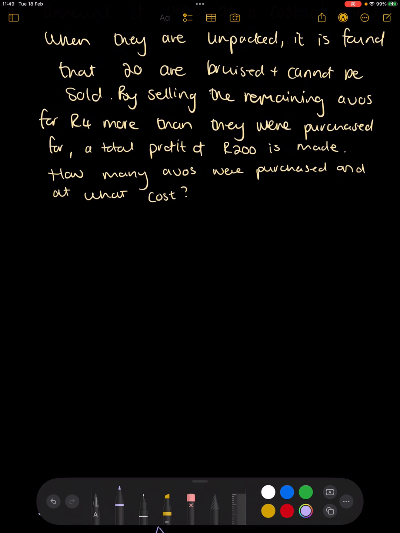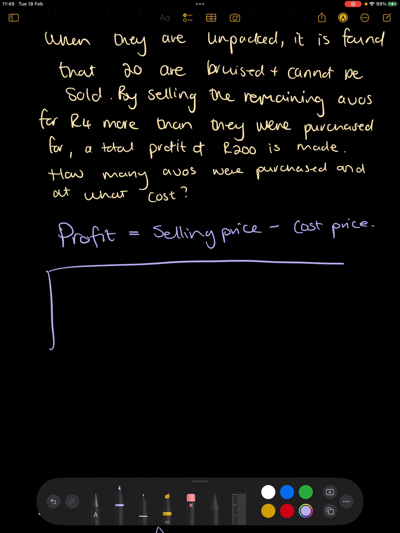So what we're going to be looking at is the fact that my profit is equal to my selling price minus my cost price. Alright, so what we have at the moment is we know the profit that was made. However, the selling price and the cost price are not known. So what I'm going to do is draw up a table. These mathematical modelings work a lot better when we have tables so that we can actually visualize what is going on.